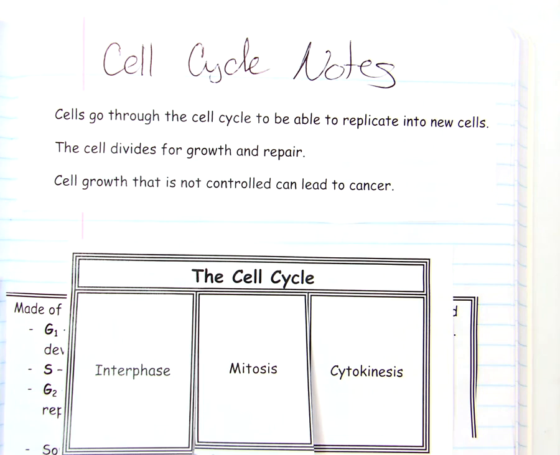If cell growth is not controlled, if the cell is growing too rapidly, it can lead to cancer. There's lots of different things that can go wrong for cells to grow out of control. But if they're growing too quickly and not doing whatever their job is, then we've got cancer.